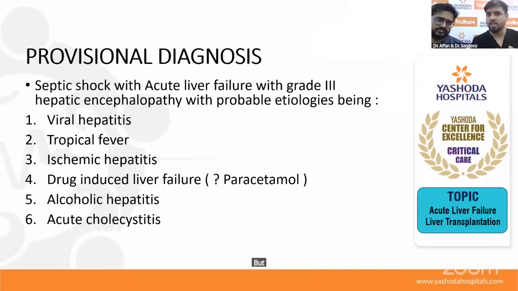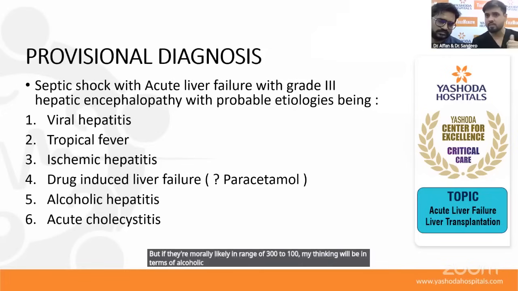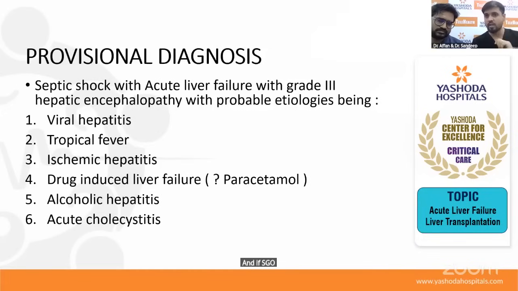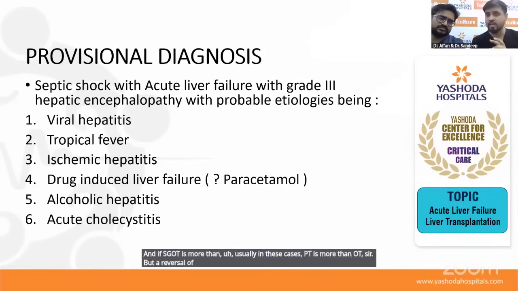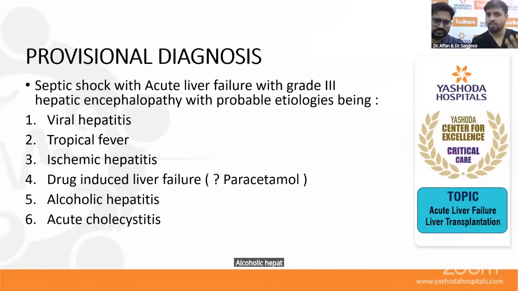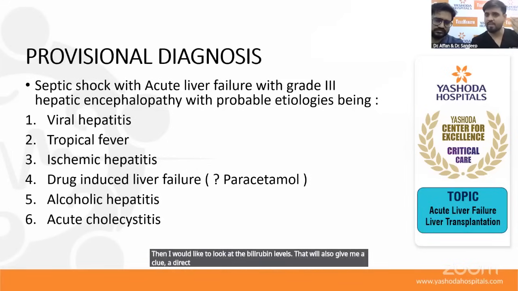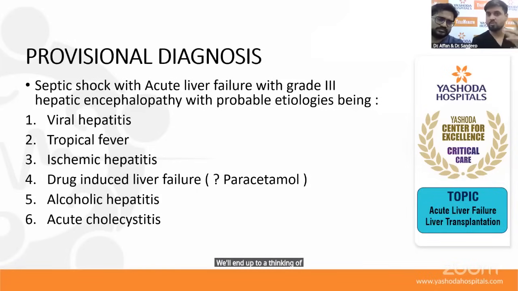But if they are more likely in the range of 300 to 100, my thinking will be in terms of alcoholic hepatitis. Usually in these cases SGOT is more than SGPT, sir. But a reversal, that is SGOT being more than SGPT, will make me think about certain diseases such as ischemic hepatitis, alcoholic hepatitis, or even Wilson's, which can present with an SGOT/SGPT reversal. Then I would like to look at the bilirubin levels, which will also give me a clue. A markedly elevated direct bilirubin, which is disproportionate, will lead to thinking about deep jaundice, and a leptospirosis kind of picture will be there.